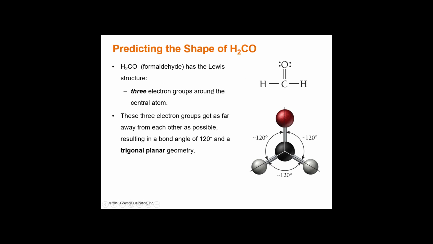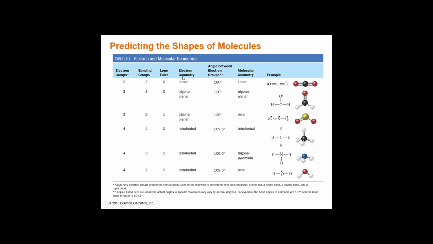So now we can go on to another one that's a little bit more complicated. It's formaldehyde. I should take a step back and explain this. Electron geometry is based on electron groups, the electron groups that are attached, so it counts lone pairs. However, molecular geometry does not. It only counts what's actually attached and ignores the lone pair that exists.